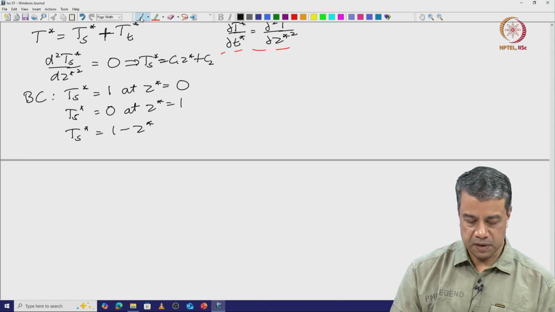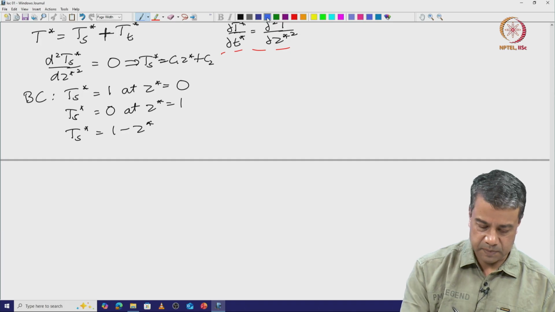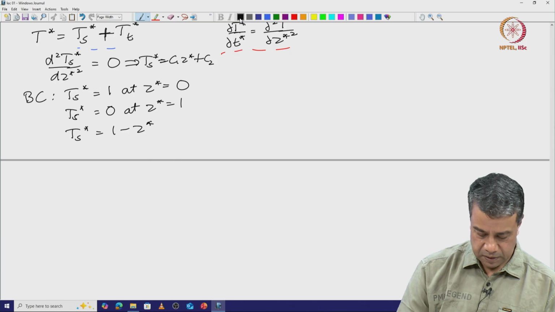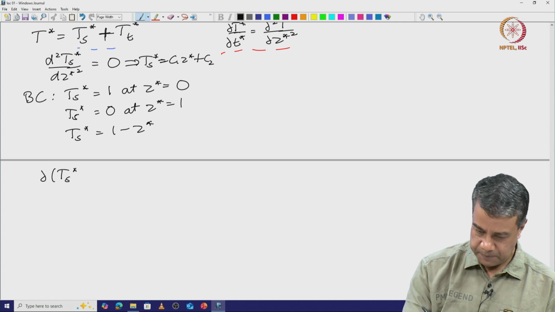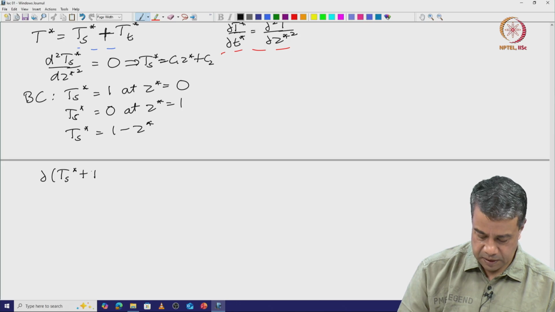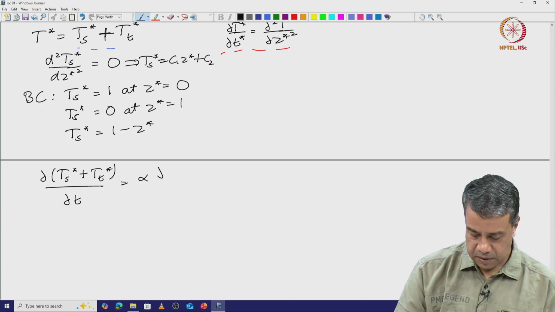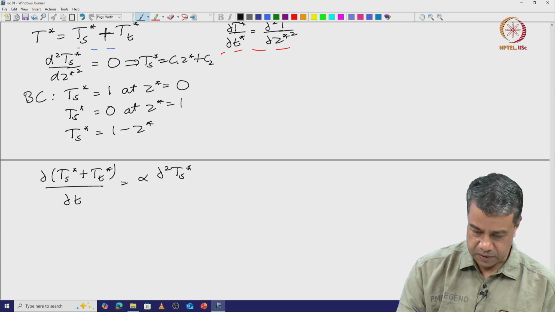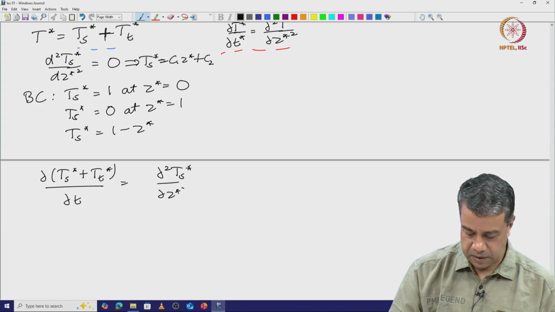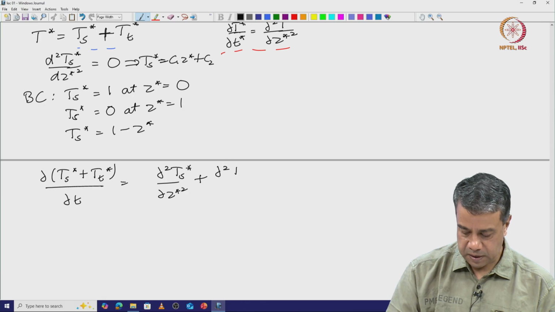So, the total temperature I have written as a sum of a steady plus a transient part. We know that partial of T steady plus T transient by partial t is equal to partial square T steady plus partial square T transient by partial z star square. Sorry, there is no alpha here, I have scaled it out.